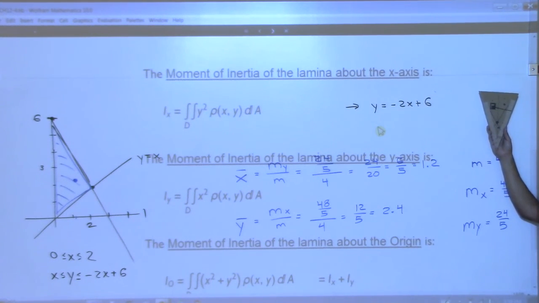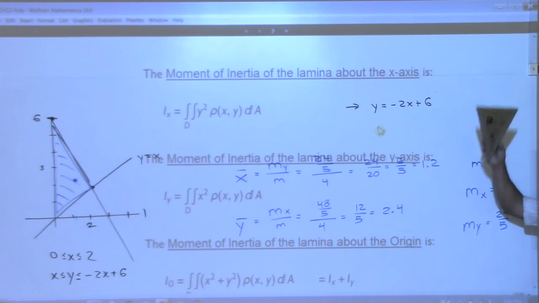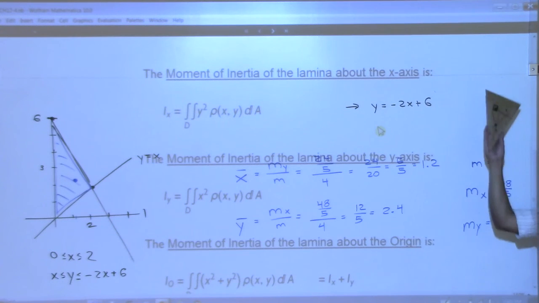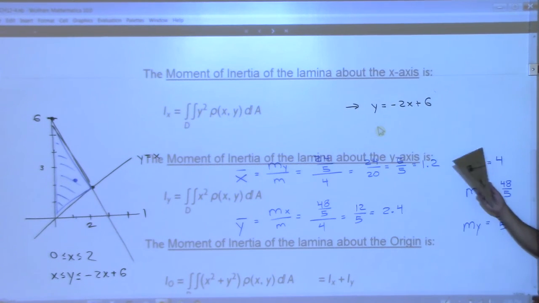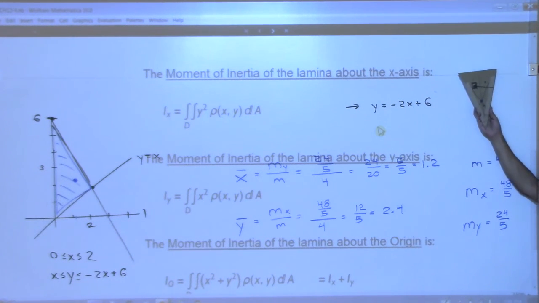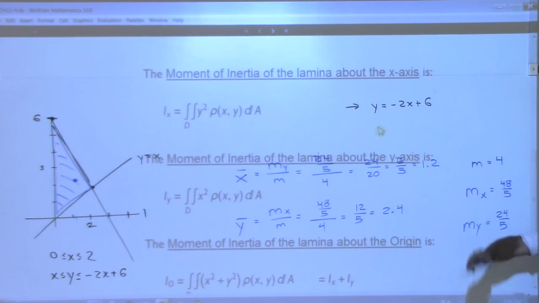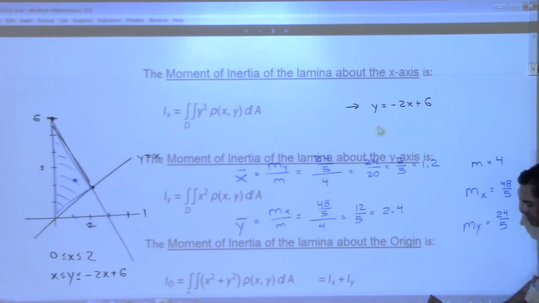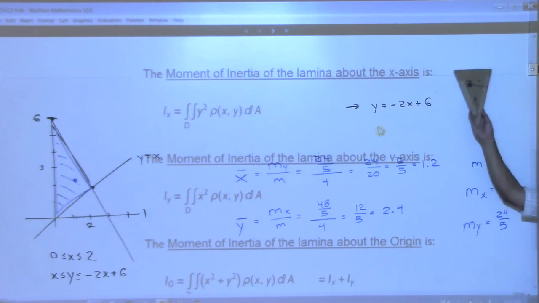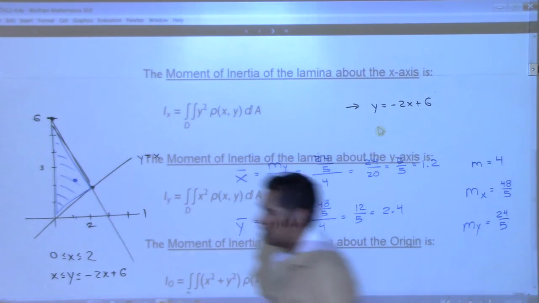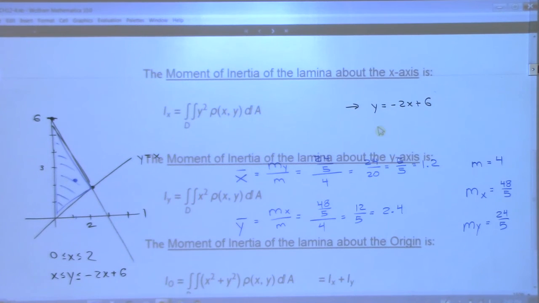So if you have a very large number, then that means that it doesn't want to get moved around that axis. So would it be harder for me to rotate this around this axis like this, or would it be harder for me to rotate it around this axis from here? The bigger one. So the analogy is this. It's kind of like, no, that's not a good analogy.